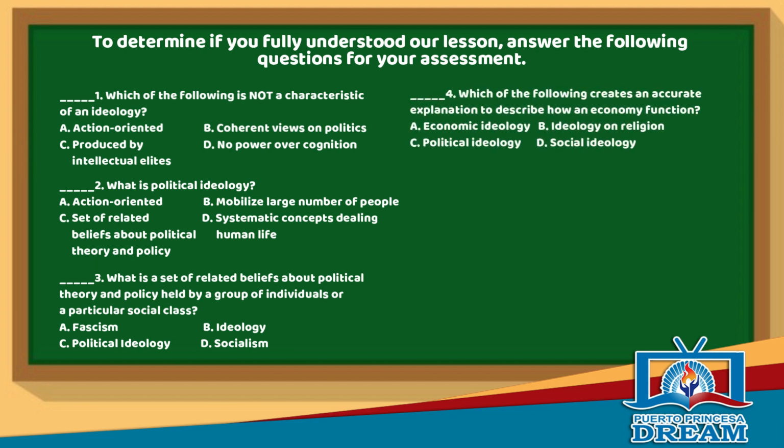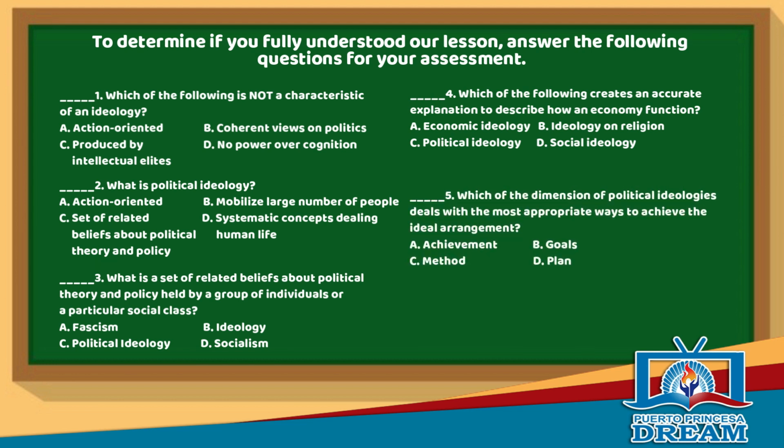Number 4. Which of the following creates an accurate explanation to describe how an economy functions? Letter A. Economic ideology. Letter B. Ideology on religion. Letter C, political ideology. And letter D, social ideology.